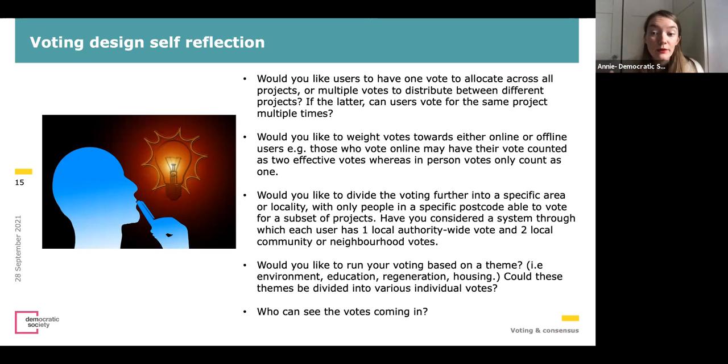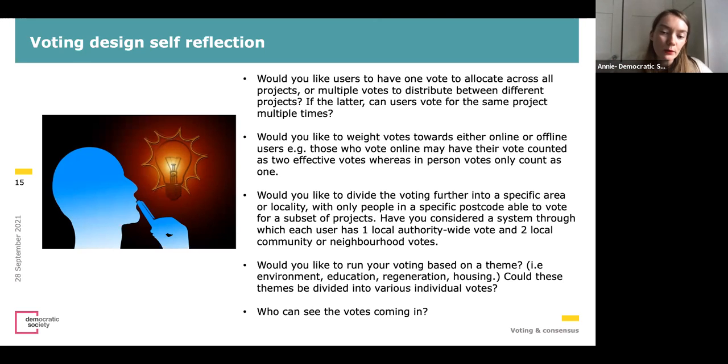And then thinking through things like themes. So if it's about environment or education or housing, how could these themes be divided into various individual categories to make it easier for people to understand what they're looking through, and why they're voting, and what is this for? What do I need to understand about this?